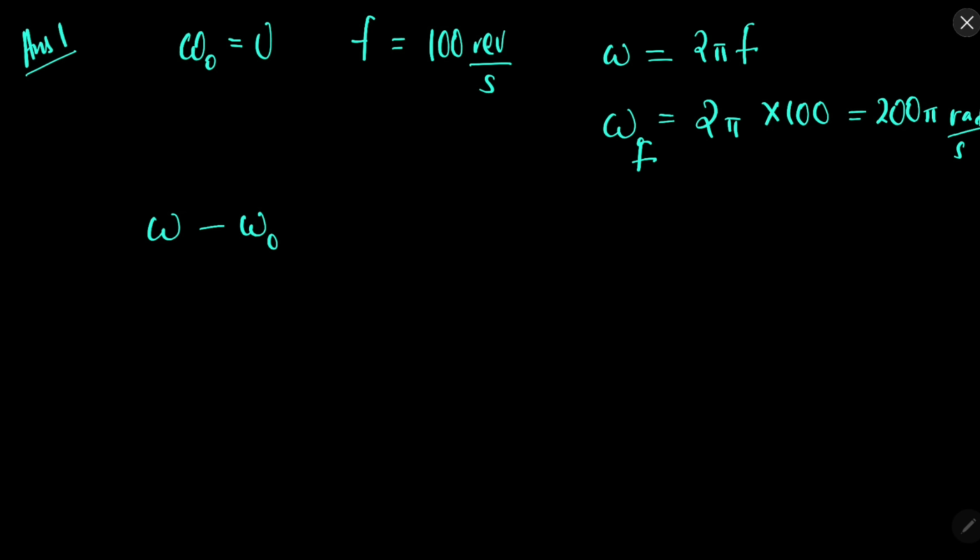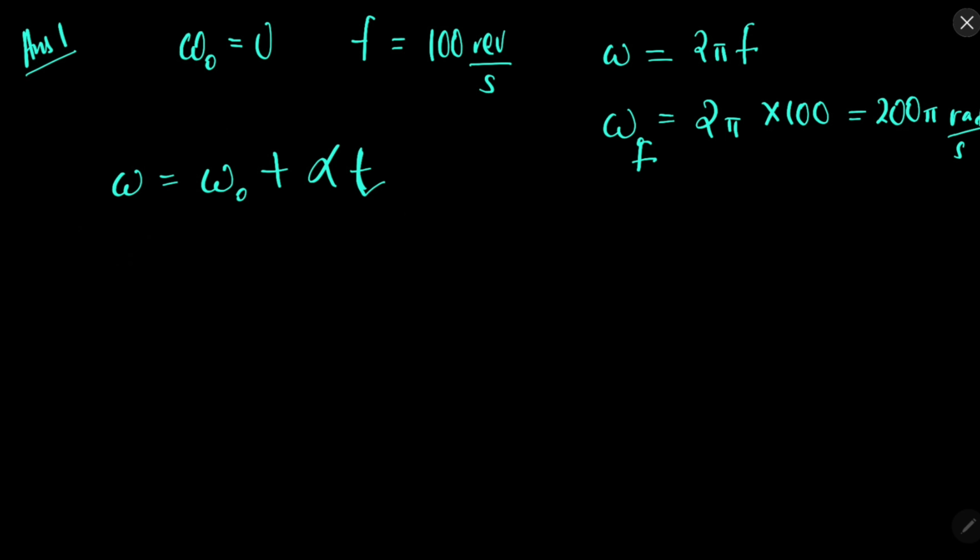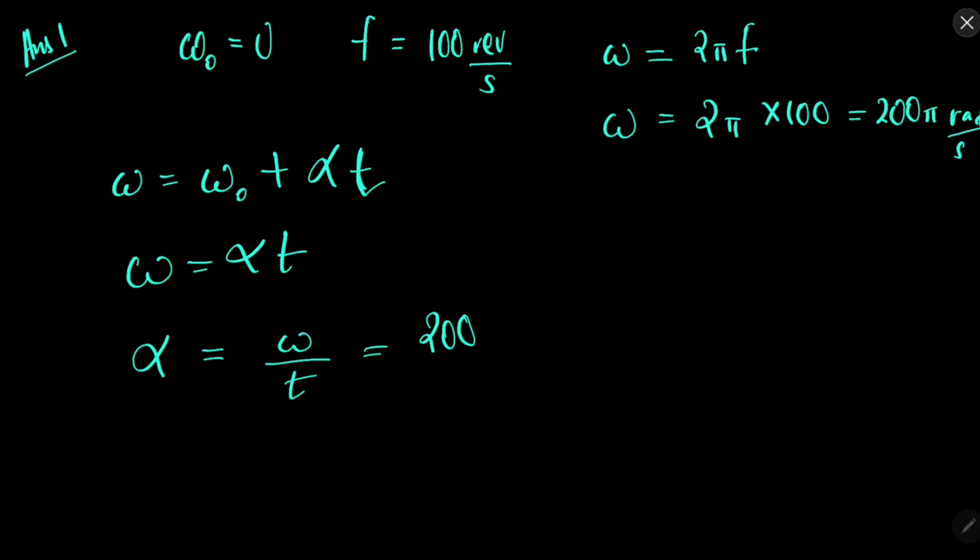Okay, radian per second. So ultimately we know that omega equal to omega naught plus alpha t. Okay, final angular velocity equal to initial angular velocity plus angular acceleration into time. So omega naught is 0, so omega will be equal to alpha t. Now alpha will be equal to omega upon t, which will give us 200 pi by 4, that is 50 pi radian per second square.